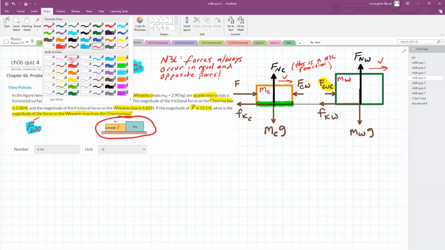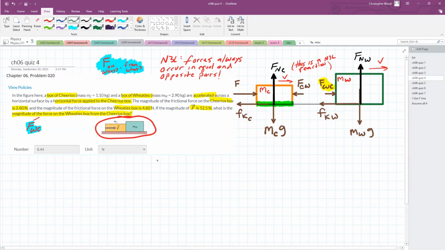I guess I'll get started here. Step number one. Aha. Newton's third law says all forces occur as opposite and equal pairs. Newton's third law says that whatever FCW is, that's going to be the same as FWC. So that's good to know, especially since this is my dollar sign. I need to find the force acting on the Wheaties from the Cheerios.